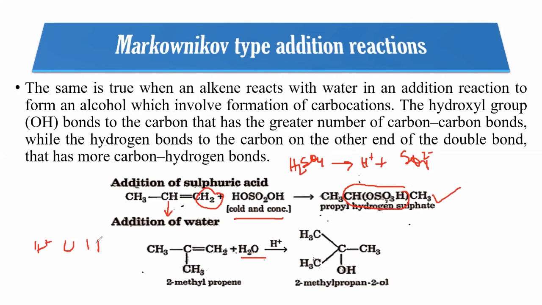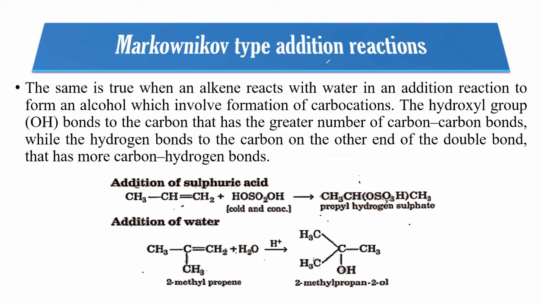Similarly, if water is added, H2O means H plus and OH minus. Now H plus will come up in the middle, and OH minus will come up in the middle, and H plus will come here. So we can see this is CH3 and this is OH, right? As simple as that. So these are all Markovnikov type of reactions.